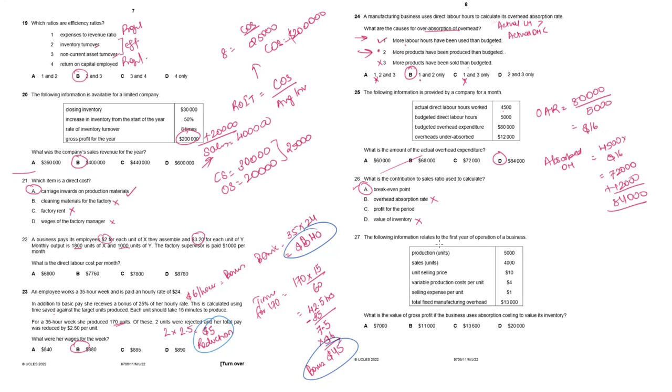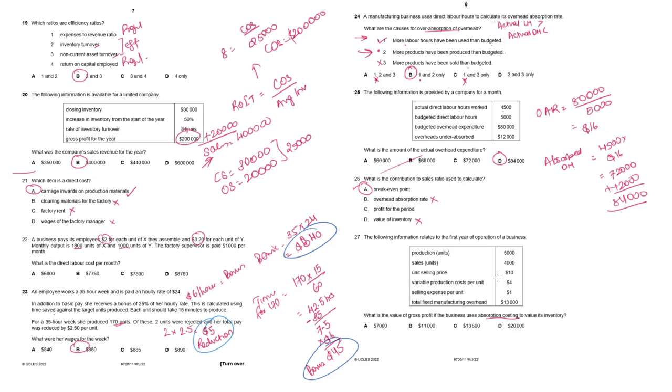The following information relates to the first year of operation of a business: production, sales, unit selling price, variable cost, selling expense per unit, and total manufacturing overhead. What is the value of gross profit if the business is using absorption costing? What is the difference between absorption and marginal costing? In absorption costing, the fixed production overheads will also be used in the valuation of inventory and will be absorbed by the inventory and considered in calculation of gross profit. But in case of marginal costing, the fixed production overheads will not be taken as a part of inventory. They will be fully deducted in this year itself when calculating the gross profit.